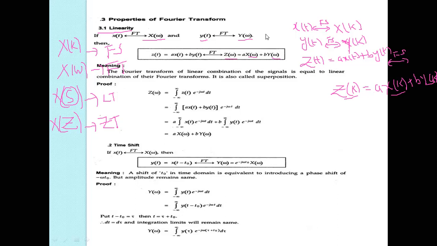From the exam point of view, if they ask you to write the linearity property of the Fourier transformation, and you write X of k, it is right for the Fourier series, but it is wrong for the Fourier transformation, my dear students. Okay.